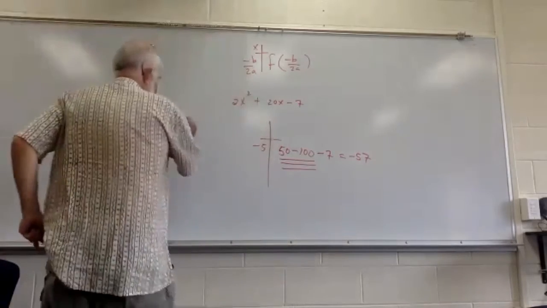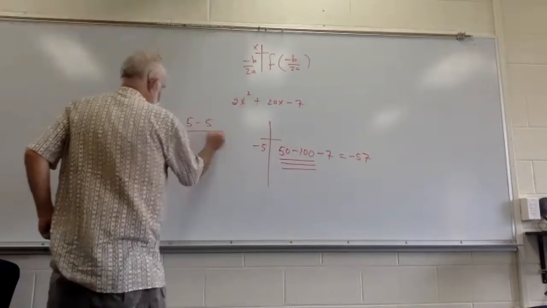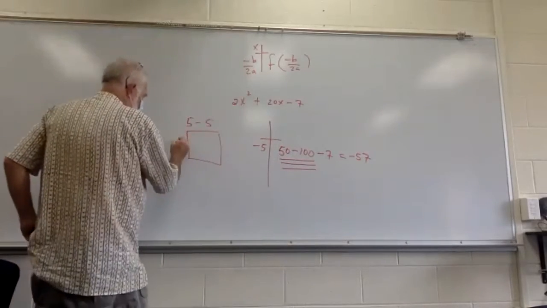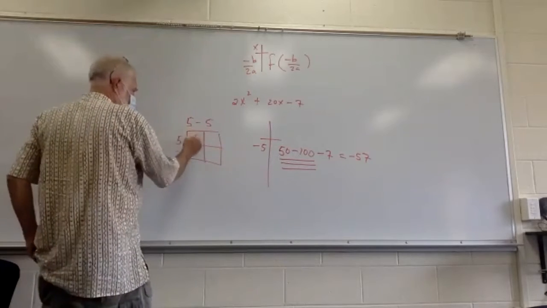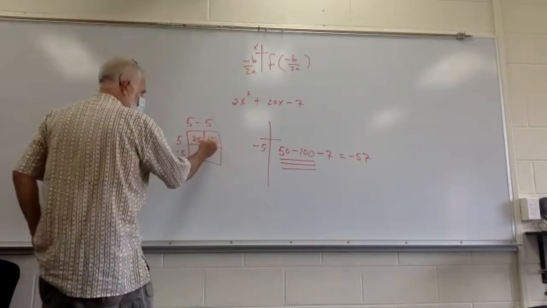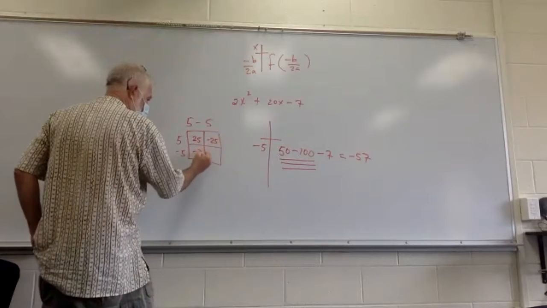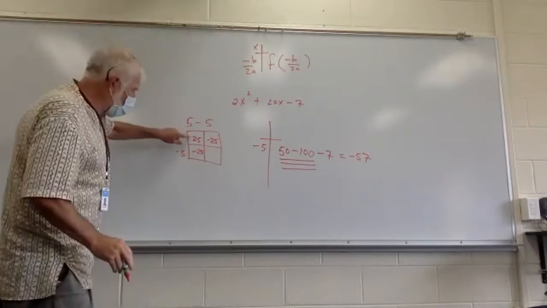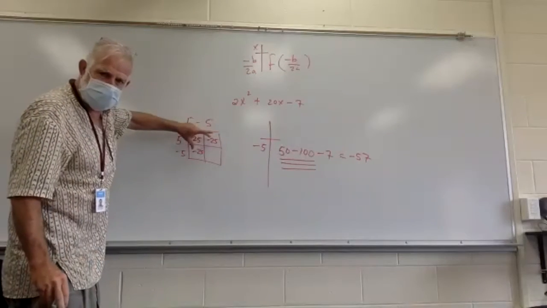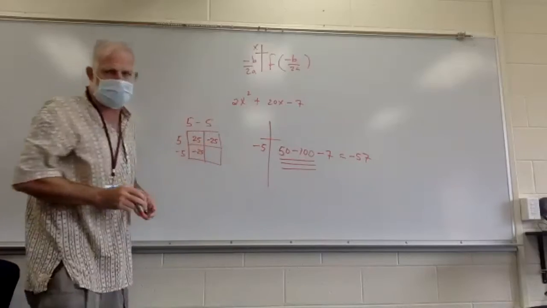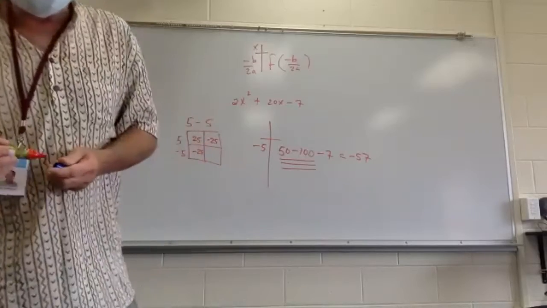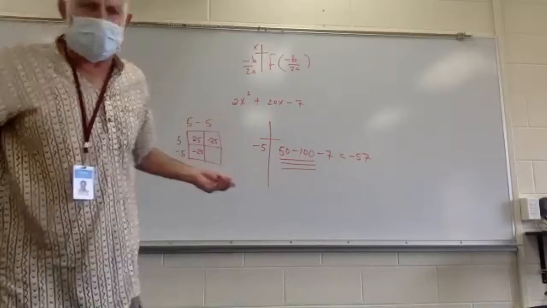If you do 5 minus 5 and 5 minus 5 as a square, you get 4 boxes. 5 times 5 is 25. You get minus 25 and minus 25. And that's the squared term, and those are the linear terms. That's where they come from in the drawings. Can you see a 2-to-1 opposite relationship there? Yeah.